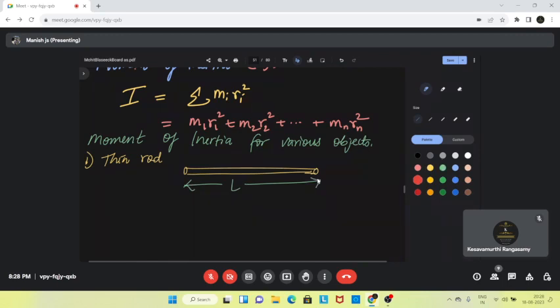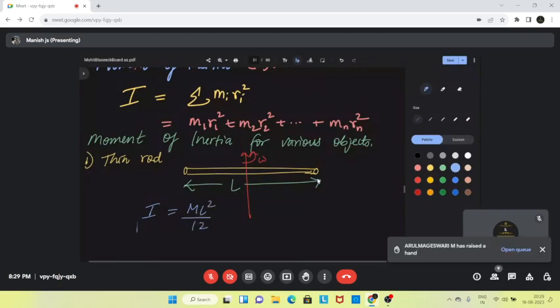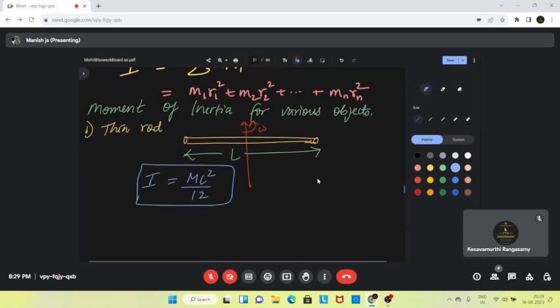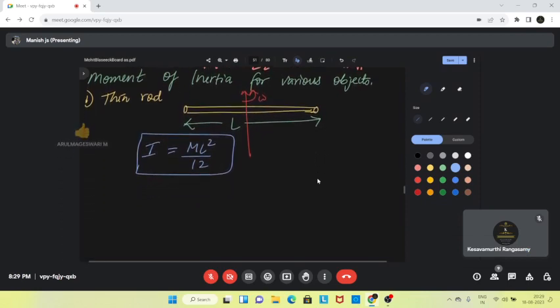Now, what is the moment of inertia for a thin rod if its axis of rotation is at the center? If I place the axis of rotation exactly at the center, that means at a distance of L by 2 from the end. That is the center of that rod. If this rod is going to rotate with respect to the axis at its center, then moment of inertia is given by the formula I is equal to ml square upon 12. This is the formula for a thin rod rotating about its axis exactly at its center.